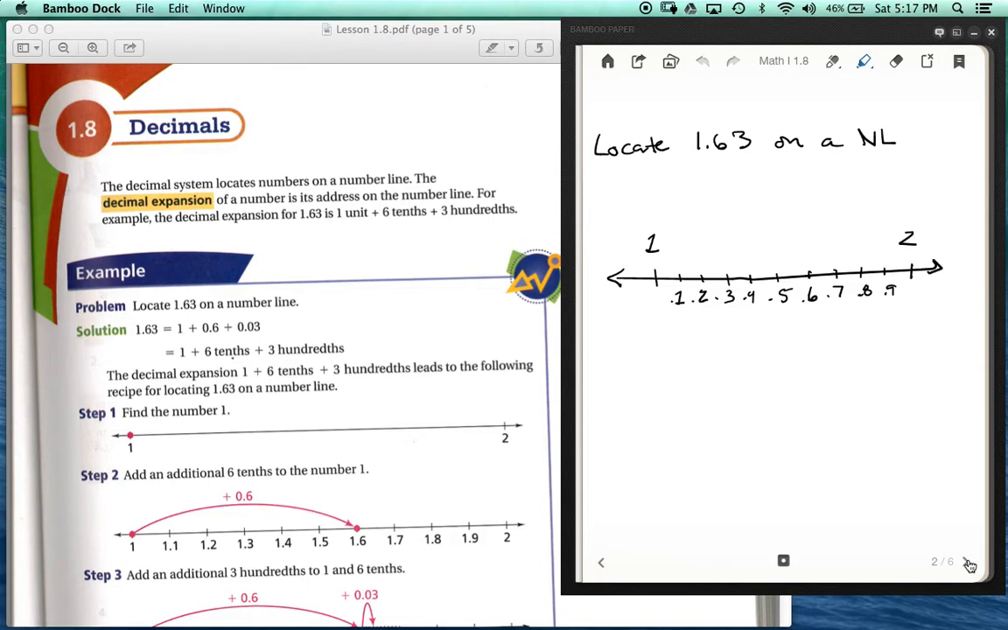So if you wanted to locate 1.63 on a number line, you'd do something like this. You'd start at 1, and then you'd go 1, 2, 3, 4, 5, 6, because that's your 6 tenths, and then your 3 hundredths would be 10 little tiny ones of these, so that'd be somewhere in about right here. So 1.63, or 1 and 63 hundredths, or 1 6 tenths 3 hundredths, is going to be right about here.